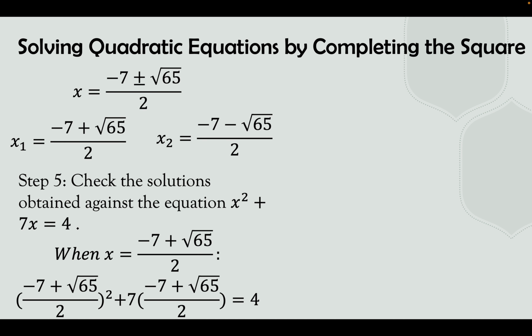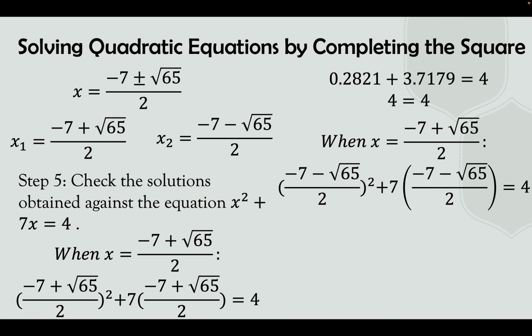So substitute to the original equation when x is equal to negative 7 plus square root of 65 over 2. So we have negative 7 plus square root of 65 over 2 squared plus 7 times negative 7 plus square root of 65 over 2 equals 4. So we can simplify this one directly. The result is 0.2821 plus 3.7179 equals 4. So the sum of this one is 4. That means the value of this one is correct. So our x sub 1 is correct.